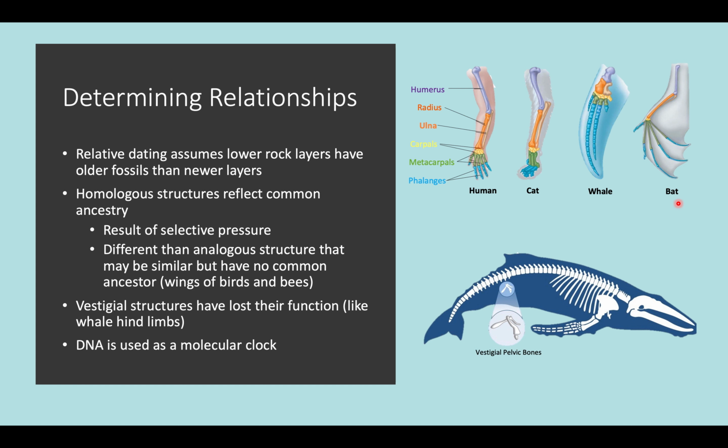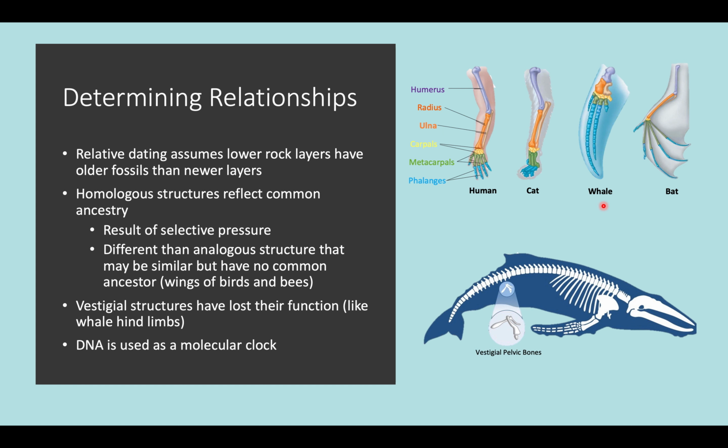Even though they swim and fly, they're still considered mammals. And these homologous structures, or the structures that all look the same and perform a similar function, actually reflect a common ancestry in our mammalian roots. So this is a result of selective pressure. We did discuss selective pressure when we talked about the finches and Darwin. So basically, over time, mammals have evolved to have different functions for survival purposes.